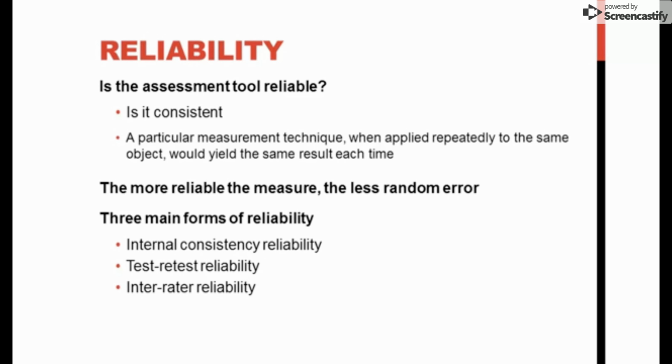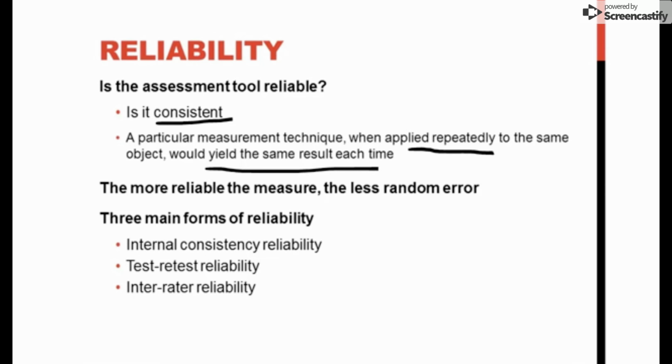Reliability is looking at a variable and trying to see, is that variable or that assessment tool consistent? And what we mean by consistent is that if we have this variable and we're looking at it, when we measure it, could this be done repeatedly and yield the same results each time? If we were to look at a variable and try and assess whether it's reliable, we would expect that each time you conduct your experiment, it would result in a similar fashion if the data was the same.